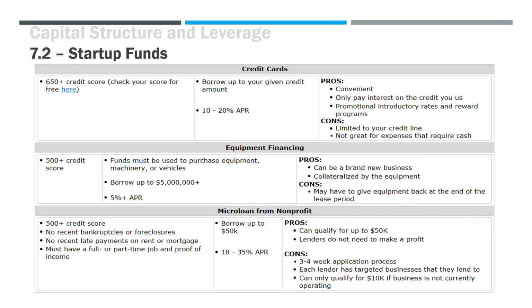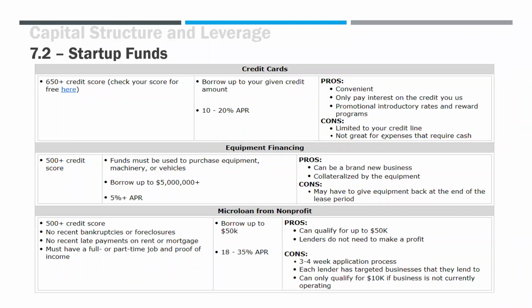Credit cards, expensive. That's an expensive way to get funded. So you can borrow up to your given credit amount. Sometimes that can have a 20% or more annual percentage rate. And boy, it's not great for your FICO score either.